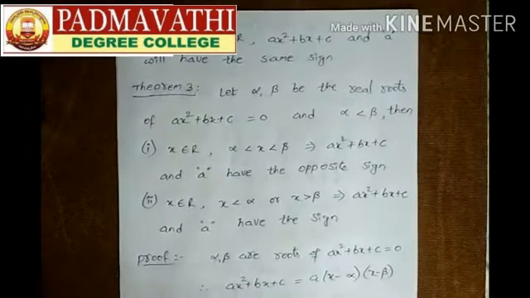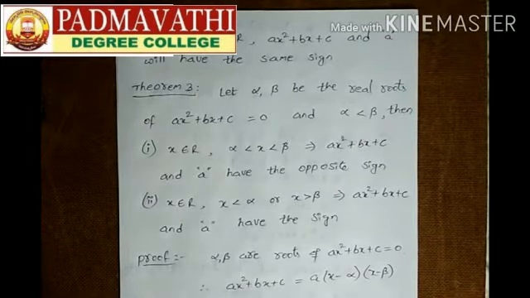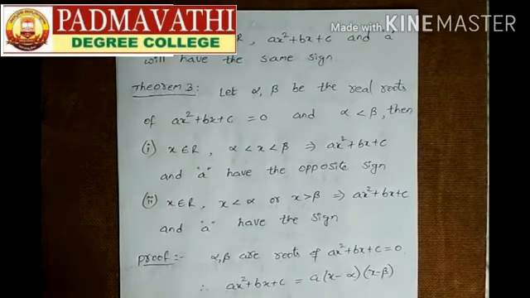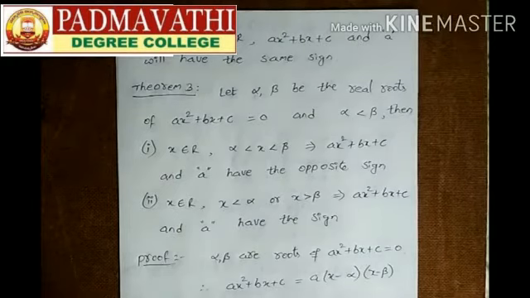Next one is theorem 3, the discriminant third case, which means roots are real and distinct. So the statement is: let alpha, beta be the real roots of ax square plus bx plus c equal to 0. Means two distinct roots we are considering here, and alpha is less than beta, means alpha is a smaller value compared to beta. Then two cases will come here.